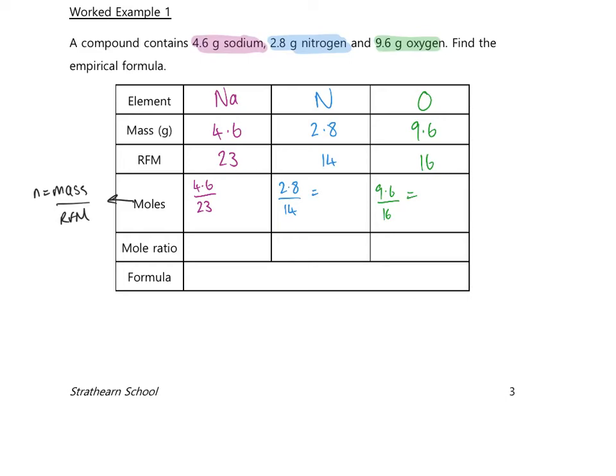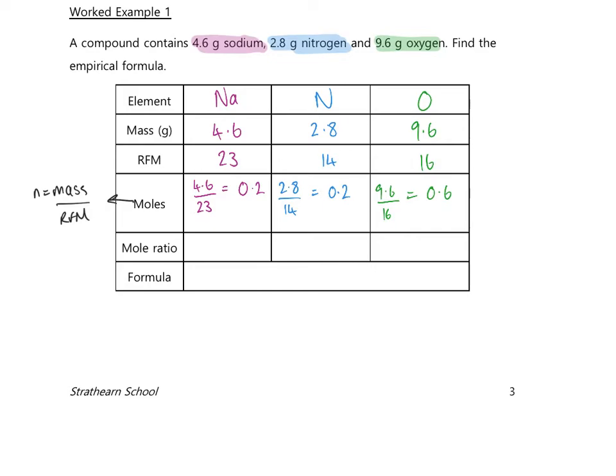So if you put those values into your calculator, and I'd encourage you to do this along with me. If you don't have a calculator handy, maybe pause the video, go and get one and come back to it. So 4.6 divided by 23, that works out as 0.2. For nitrogen, 2.8 divided by 14 comes out as 0.2. And for oxygen, 9.6 divided by 16 comes out as 0.6.